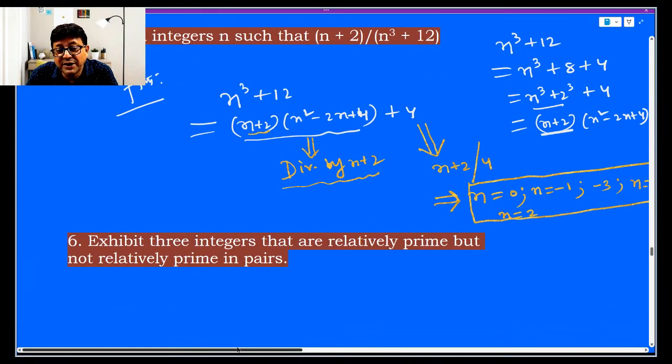The next one is going to be very challenging for you. I'll wait for your answer. You can write in the comment box. Exhibit three integers that are relatively prime but not relatively prime in pairs. What are those integers? Can you tell me? You can write here. Exhibit three integers that are relatively prime but not relatively prime in pairs.